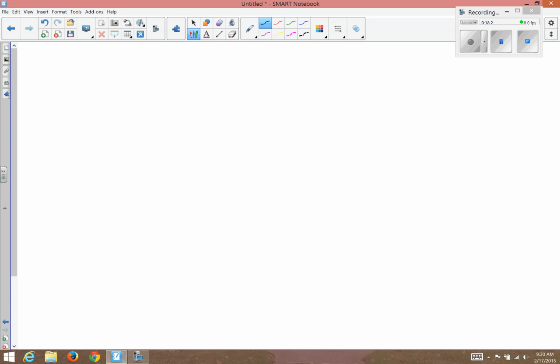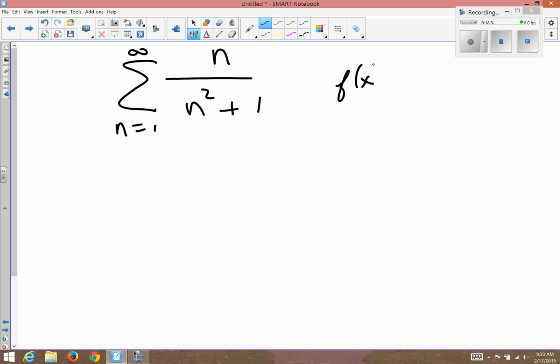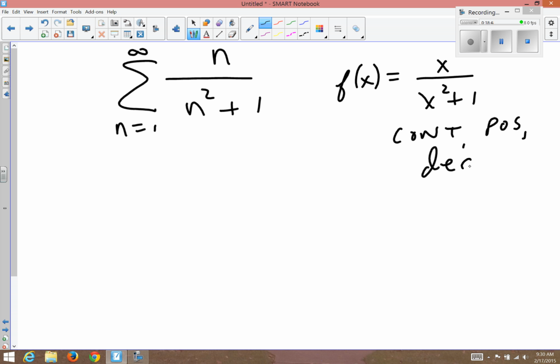Okay, one more example of the integral test. Sigma n over n squared plus 1. N starting at 1 going to infinity. The function x over x squared plus 1 is continuous, positive for these x values from 1 to infinity, and it's decreasing. Make a note of that in your mind. Change sigma to integral. Make all the n's x's.